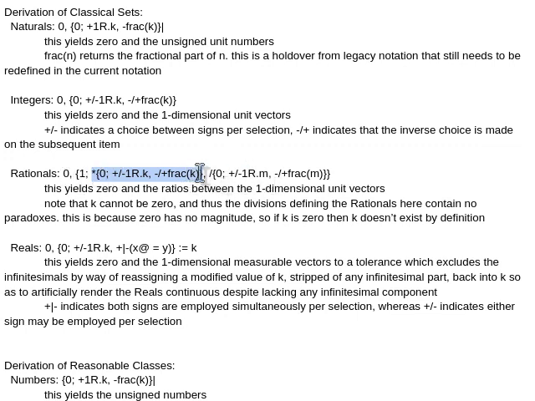And here we just have a variable change because whatever we set k to, we want the denominator to be able to be a different one, so a different variable name there. Alright, so this yields 0 and the ratios between the one-dimensional unit vectors. Note that k cannot be 0, and thus the divisions defining the rationals here contain no paradoxes. This is because 0 has no magnitude, so if k is 0, then k doesn't exist by definition.